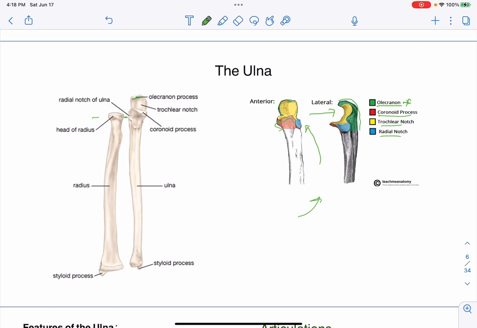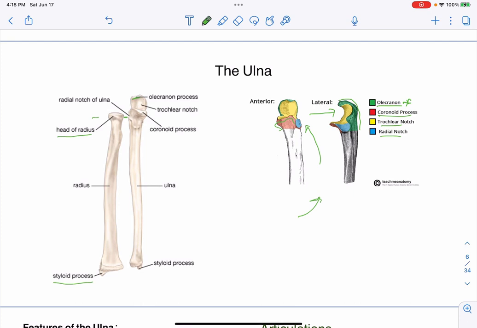There are not a lot of features to the radius, so it makes it somewhat of an easy bone to recognize and to be able to identify the features. So when you look at the radius, there's really only two features that I want you to know, which is the head of the radius and then the styloid process.